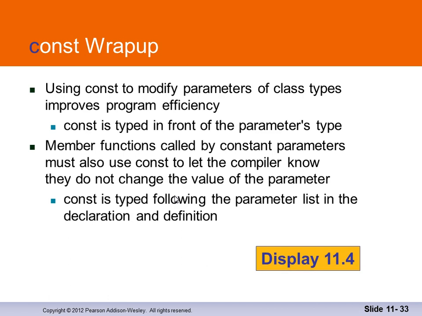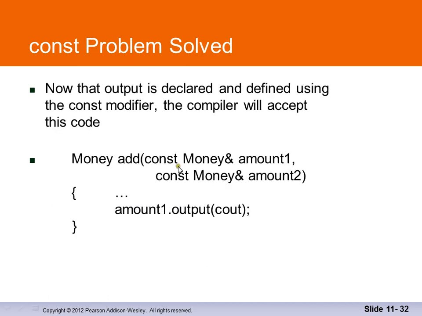So just to wrap up, if you're passing an object as a constant reference, you do that for efficiency reasons, because you're not passing a copy of the object, you're passing the address of the object. So it's much more efficient.